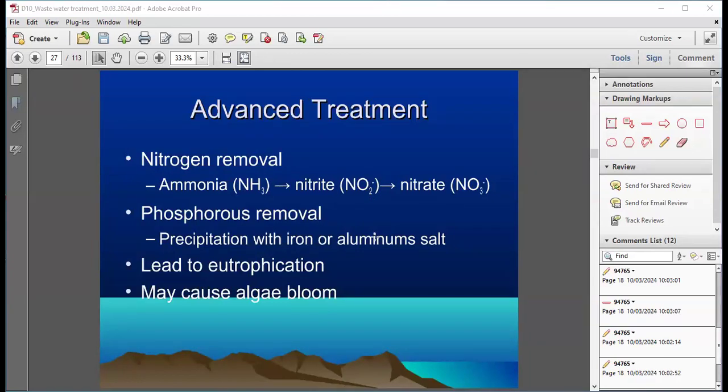the precipitation with iron or aluminum salts, leads to eutrophication, may cause algae bloom.